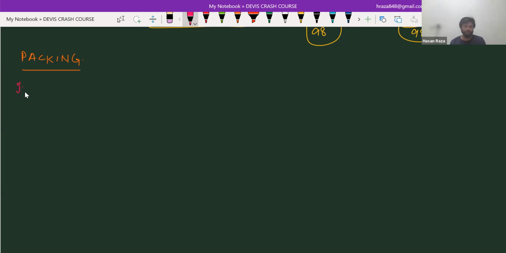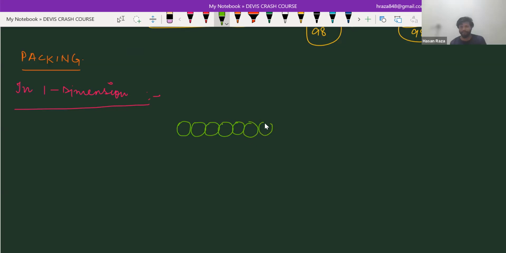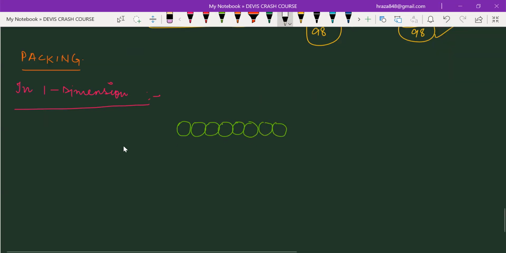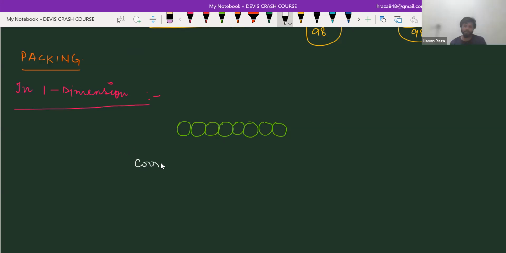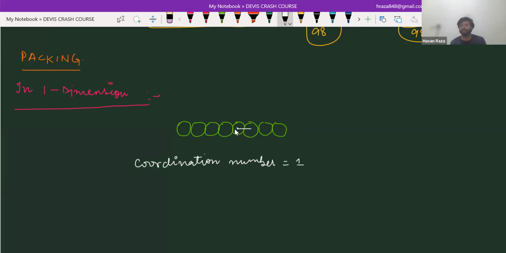So first of all, I'm going to talk about in 1D, one dimensional. One dimensional, you know that either we can take X, Y, or Z, right? So I'm going to take X. So you have balls. So you can see this will be arranged on x-axis. So you can see this is 1D, one dimension. So can you tell me the coordination number in 1D? Is it two? Yes, it is 2. You can take any other atom, its coordination will be 2. So two, it's very easy.